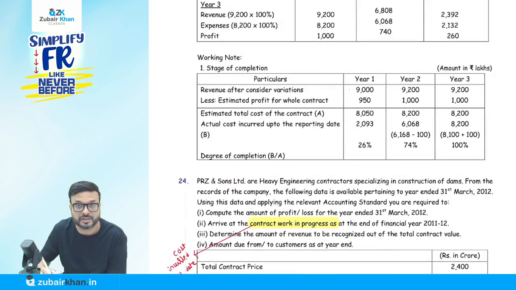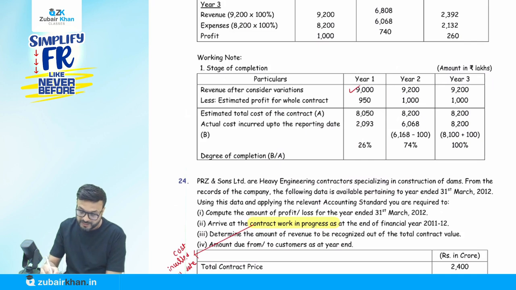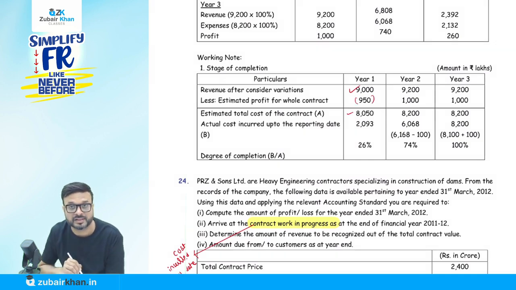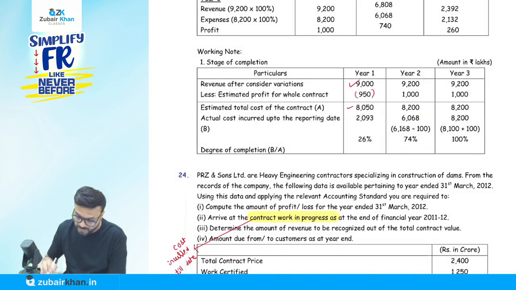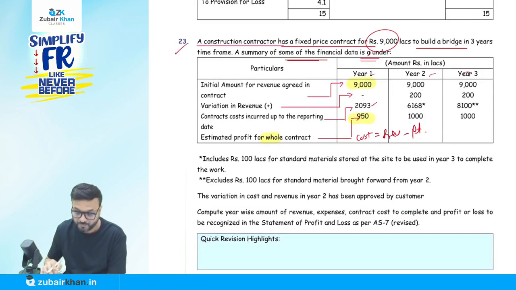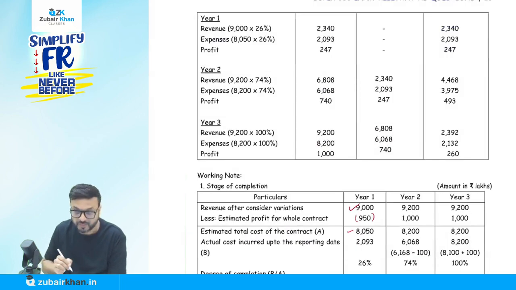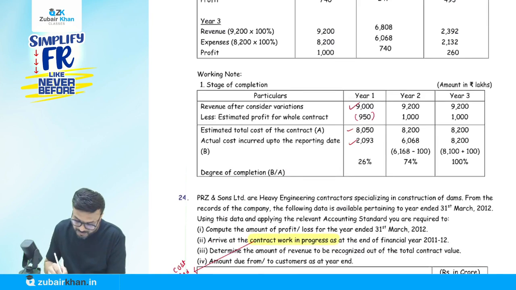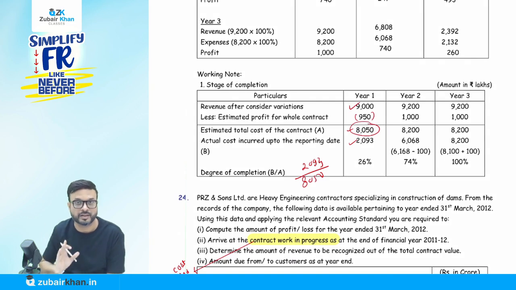So revenue for the first year is how much? 9,000. Not for the first year; we were expecting that the total revenue would be 9,000. Estimated profit is 950. That is the total estimated cost that year. How much cost have we incurred till the first year? That is 2,093. So 2,093 is what we have incurred till the first year. So the percentage is 2,093 divided by the total estimated cost, multiplied by 100. So this much will come.